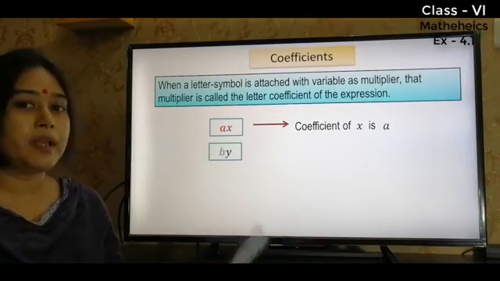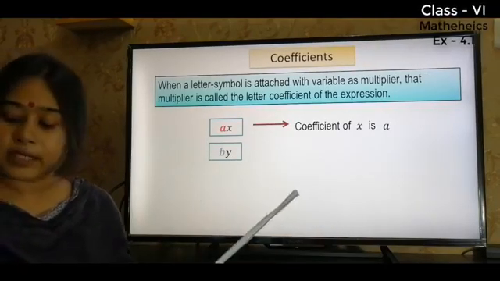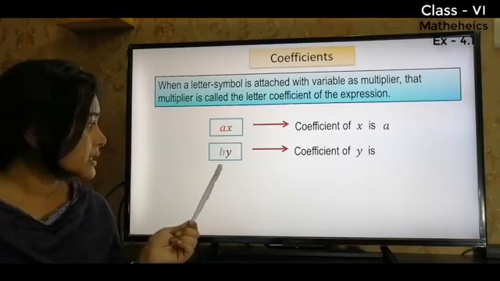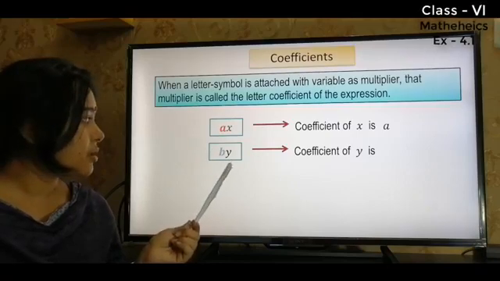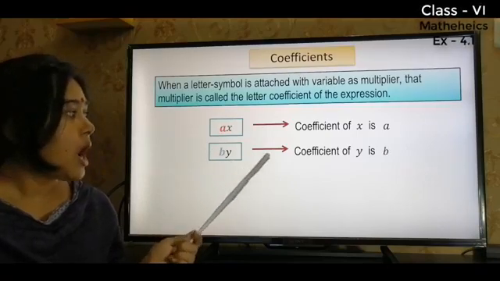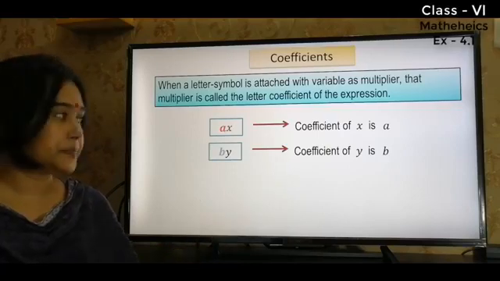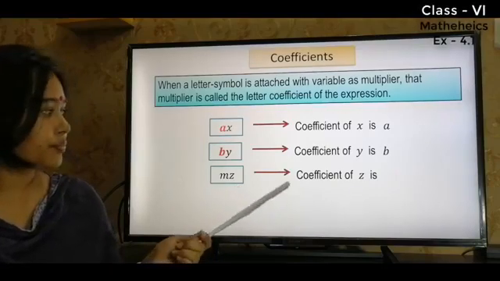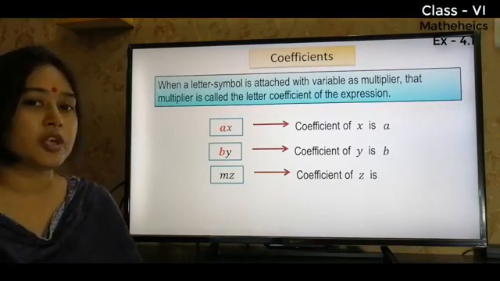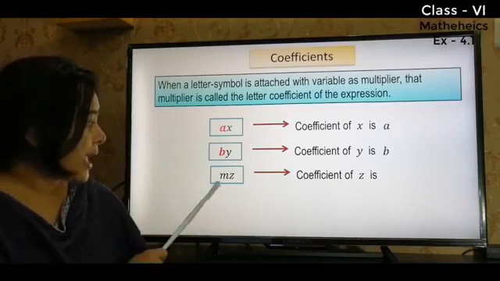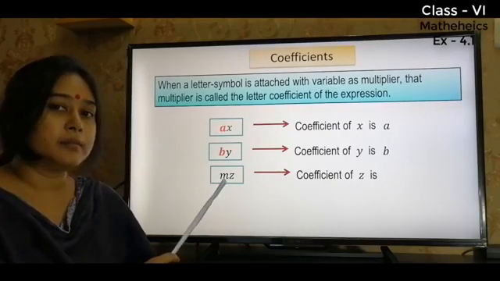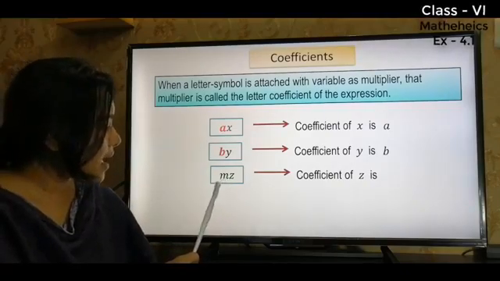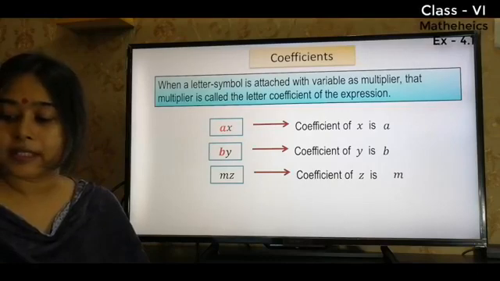Here is another example, by. I want to know what is the coefficient of y. So b is a letter that is attached with y as a multiplier. So the coefficient of y is b. Another example is mz. I want to know what is the coefficient of z in this expression. So m is a letter that is attached with z as a multiplier. So this m is the coefficient of z.